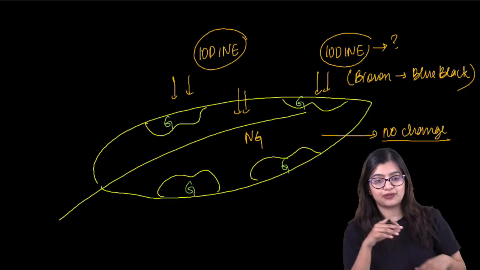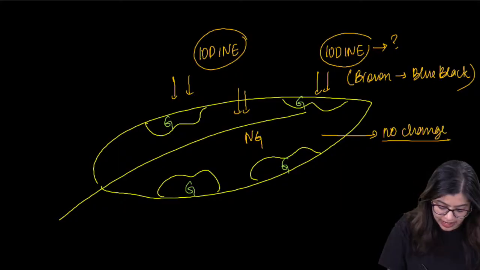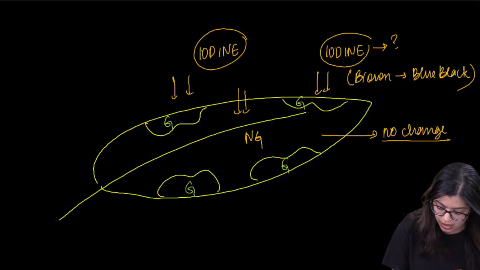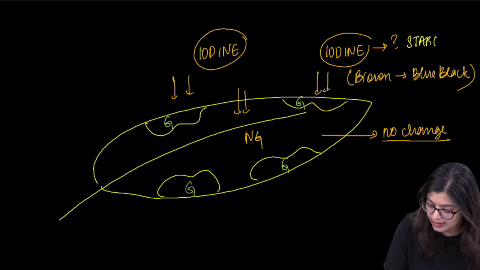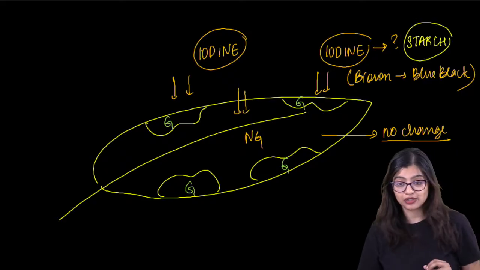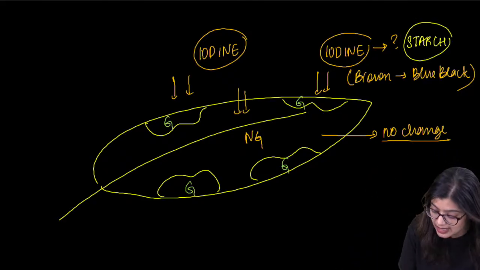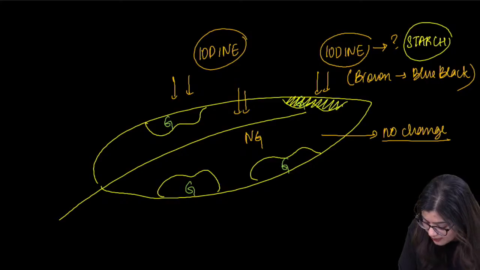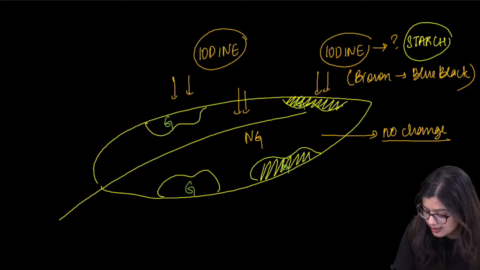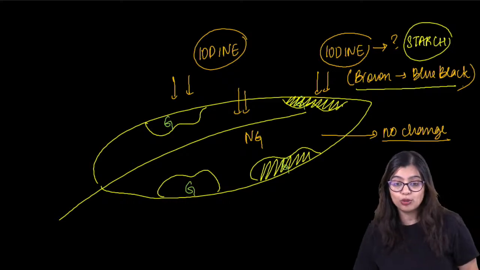Very good. To test for starch, right? So what are we doing here? We are now testing for the presence of starch. In this particular case, we see that only in the green regions there is a color change from brown to blue-black.